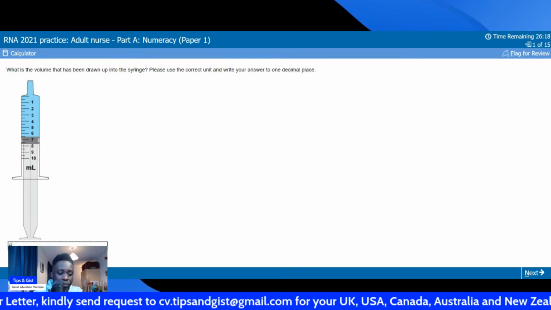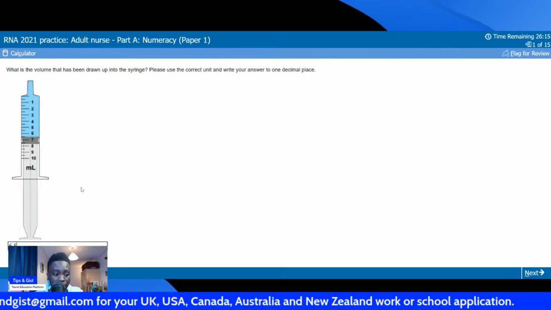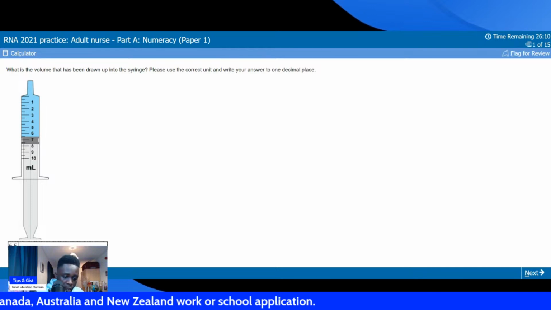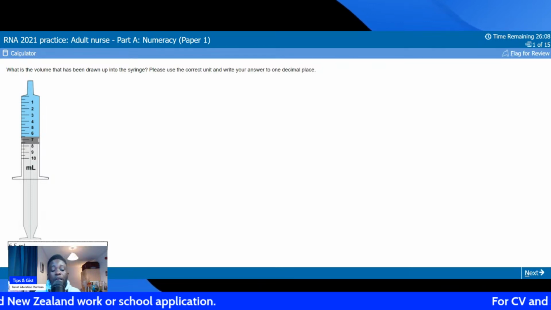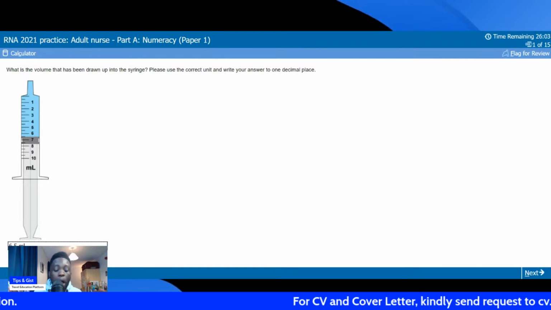So you just type there 6.5. Then I told you that you are going to leave a space. So you leave a space, then small m, as I told you, small m, capital L. Now, if you make a mistake and you do small m, small l, you are wrong.